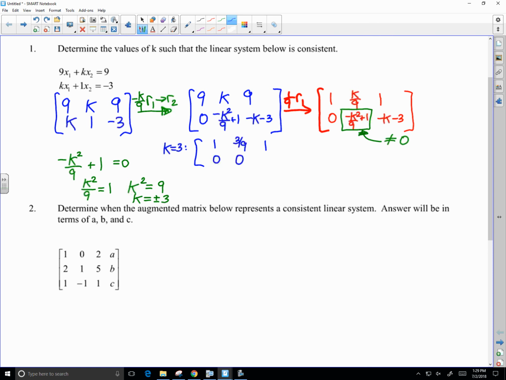If I plug in a 3 here, I get negative 6. All right? That would be an inconsistent solution. Inconsistent system. And again, that's because the pivot is in the last column.